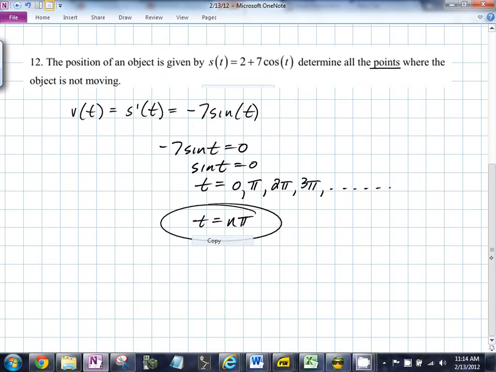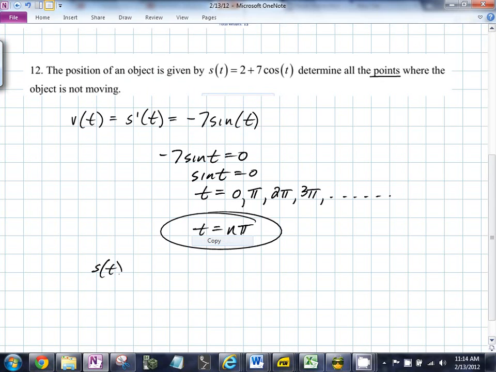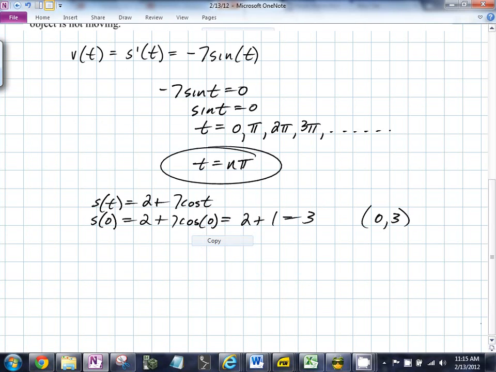So the original function is, remember, s of t is equal to 2 plus 7 cosine t. So what is s of 0? That's going to be 2 plus 7 cosine of 0. What's cosine of 0? 1, so 3. So the first point is 0, comma 3. The second point, you do s of pi, and you get 2 plus 7 cosine of pi. What's cosine of pi? Negative 1, so that's equal to 1. So the next one is pi, comma 1, correct?